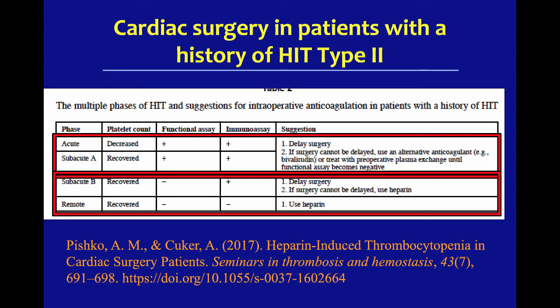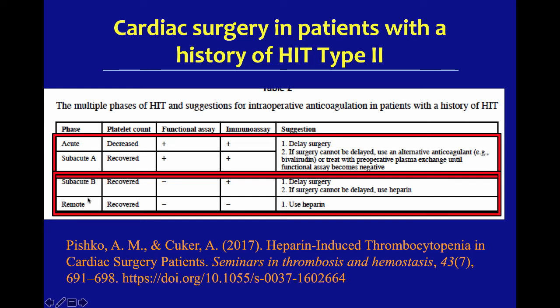Now, if we look at that subacute B category, where their platelet count is recovered, they have a negative functional assay, but they have a positive immunoassay. So you still can detect some of those antibodies, but those antibodies don't seem to be triggering any kind of reaction from the platelets. Again, if you can, delay surgery. Let's not take the chance. But if you have to do surgery, let's do it. Based on that functional assay, based on that platelet count having recovered, let's go ahead and use heparin.